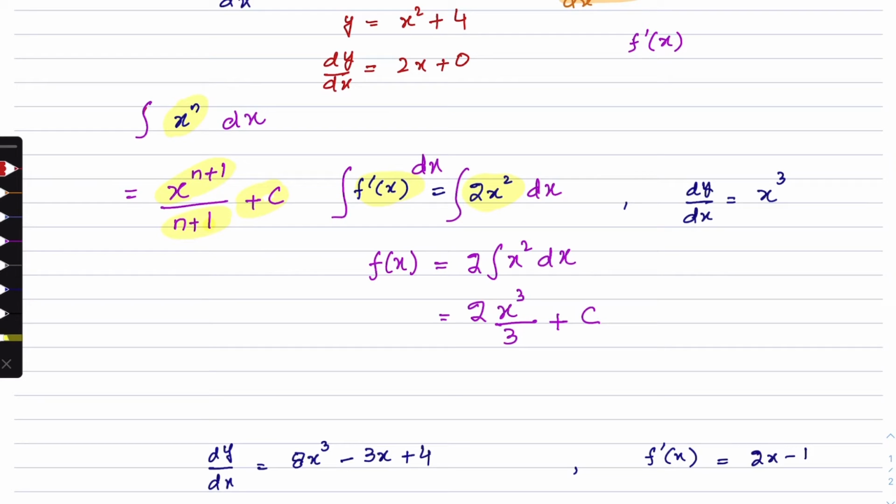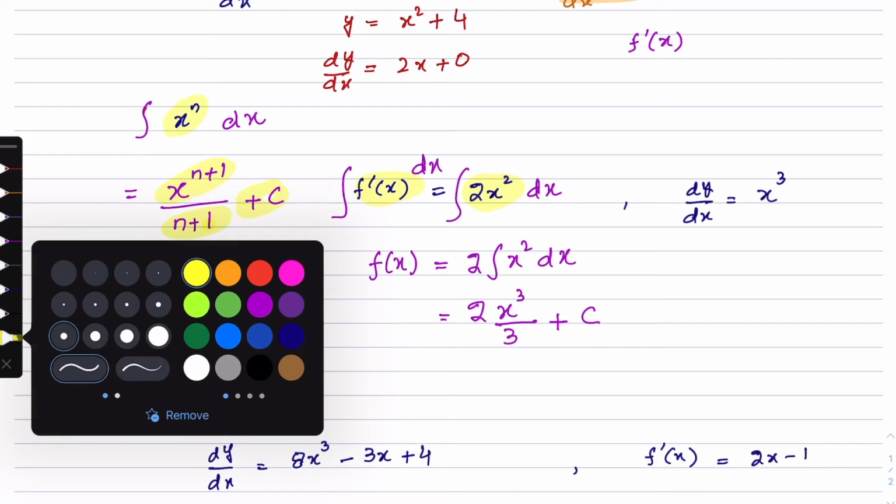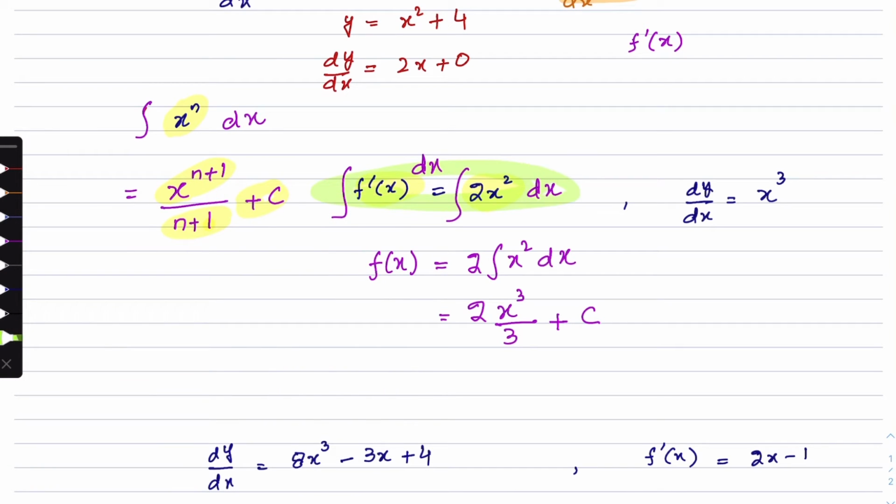Two types of equation can be made by integration. The one type is f dash of x, and sometimes we are given dy over dx is equal to x cube. Both are actually the derivative. F dash of x is also a derivative, and dy over dx is also a derivative. We have to find the original function. What was the original function? From the process of integration.